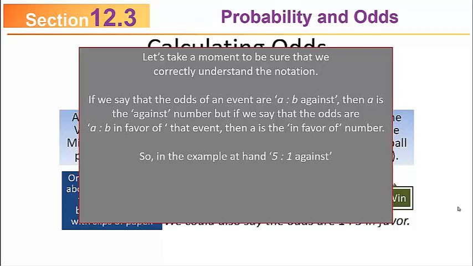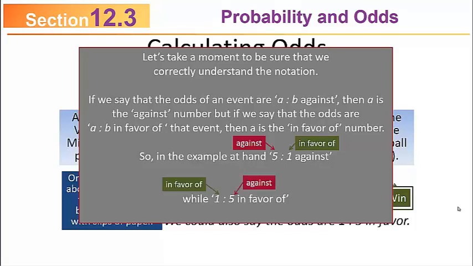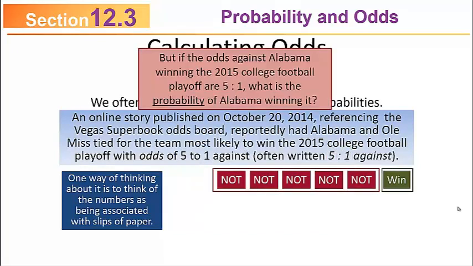Just the same as when I did the 1-5 versus the 5:1 example earlier. So going back to that example, it's 5:1 against. The against number is first, the in favor of number is second. But if I want to change it to in favor of, I would write it 1-5, and the first number would be the in favor of number, and the second number would be the against number. It's crucial that you understand that distinction. Anyway, back to the problem.